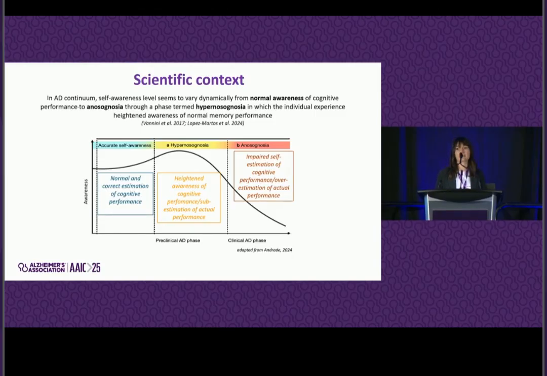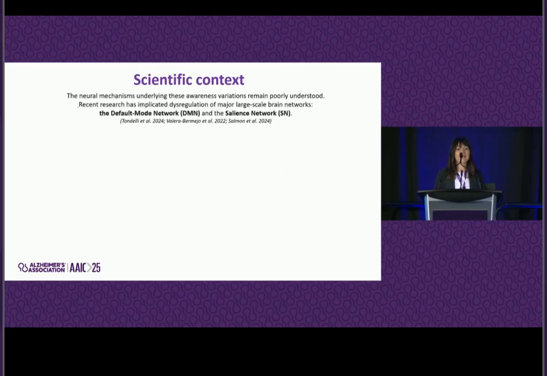They feel that there's something maybe wrong with their memory or their cognitive abilities, even if they perform totally well in cognitive objective tasks. Finally, on the opposite side, we have the stage of anosognosia, in which we have an impairment of self-estimation. So patients often overestimate their actual performance.